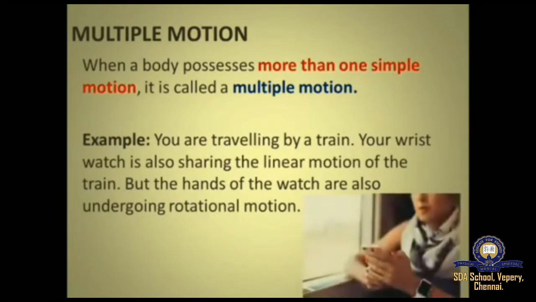Can you see? You are traveling in a train, so there is a linear motion of the train, but the hands of the watch are undergoing rotational motion. So there are two types of motions, that is linear and rotational. In that case, we call it a multiple motion. When a body possesses more than one simple motion, it is called multiple motion.